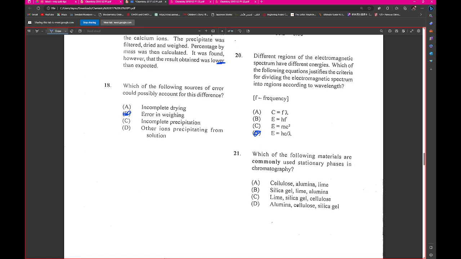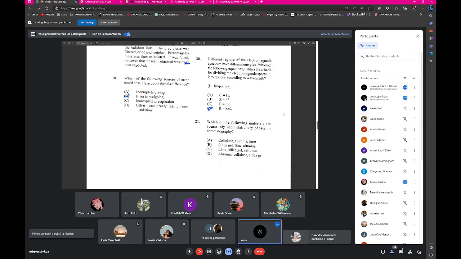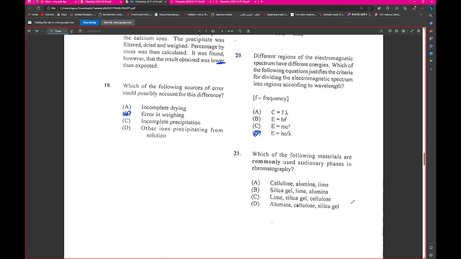Alright, so 21. Which of the following materials are commonly used stationary phases in chromatography? Are you sure about that? Yeah, B. Alright, so we have cellulose, alumina, and silica gel.